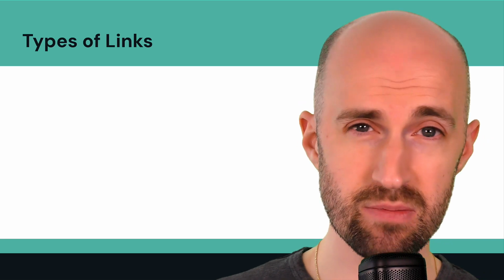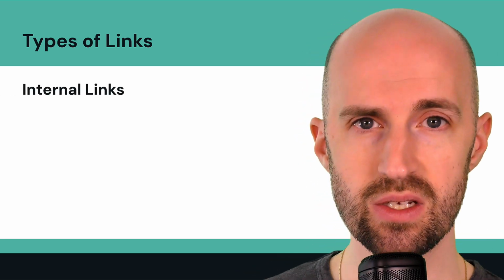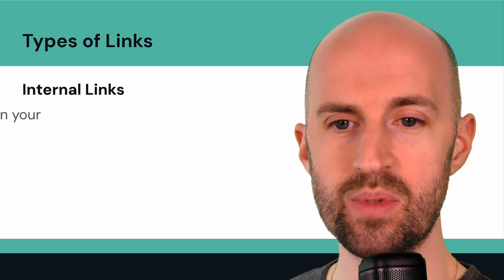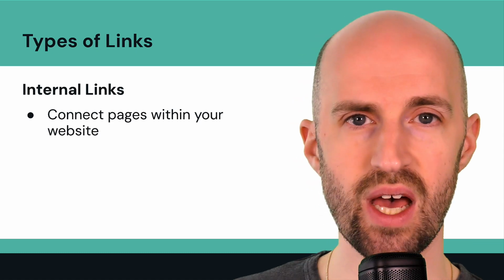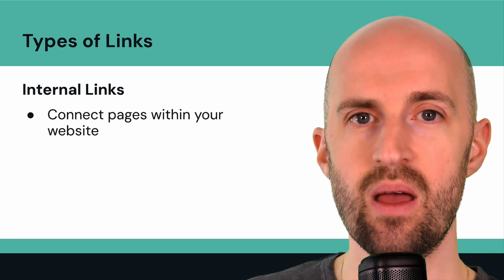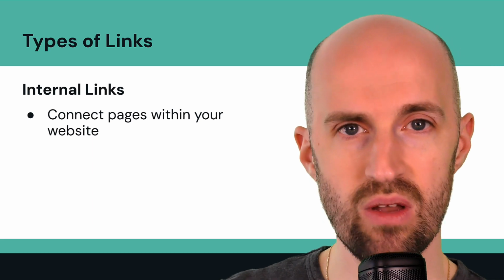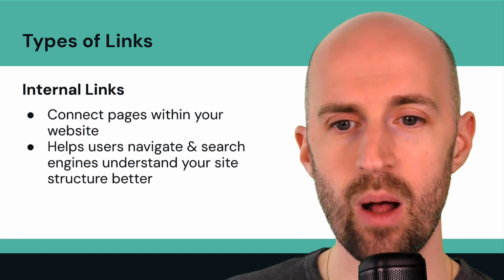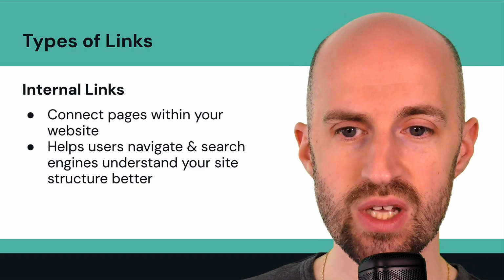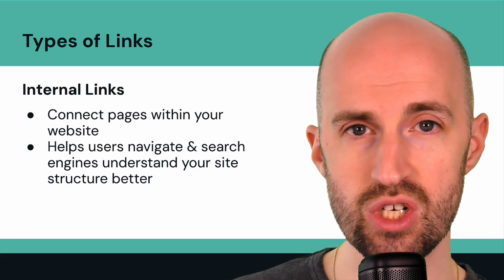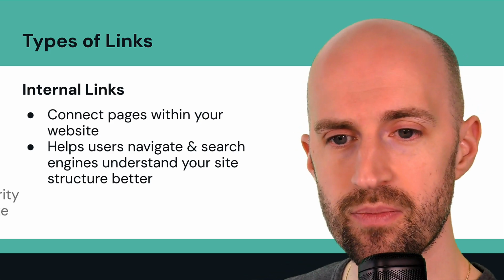So let's talk about some different types of links that you can create. So there's internal links, and these are links within a website. They connect pages between different parts of your site, whether from top down, bottom up, across different sections and whatnot. And they help users navigate and search engines understand your site structure better, and also help search engine spiders crawl your site more effectively and efficiently.